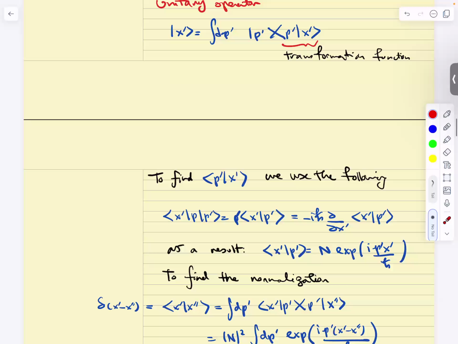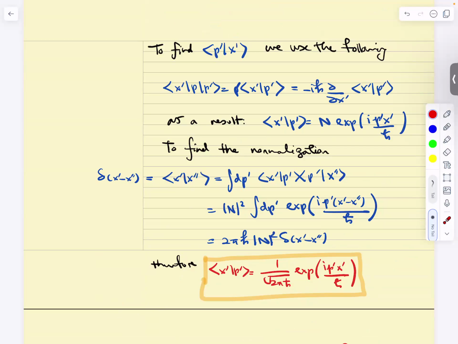To fix the normalization, I noticed that my bracket of X prime X double prime is the Dirac delta function. All right, so let's stick in a resolution of identity. That tells me that, well, this guy, but which one did I calculate? P prime X prime? No, I calculated X prime P prime. So X prime P prime is this object. This is the complex conjugate of it with X prime replaced with X double prime. So these two give me this exponent, and each of them will carry a normalization n. This is n squared. Is that clear?